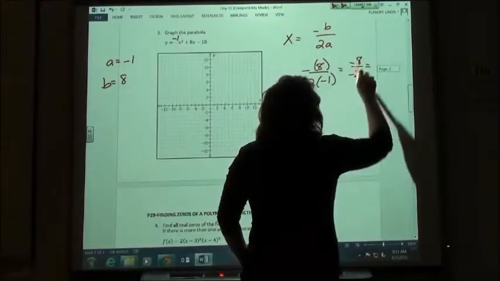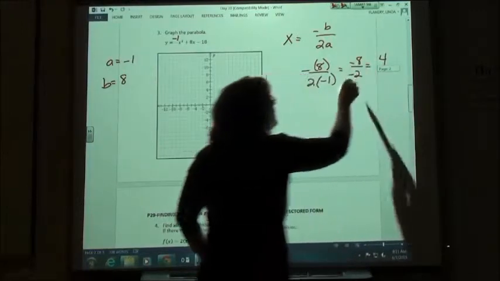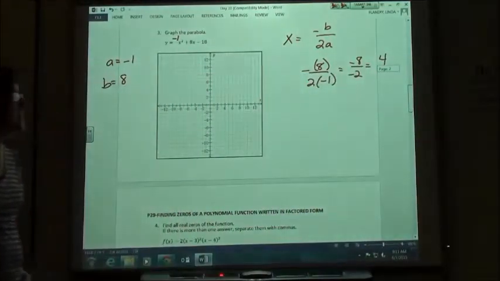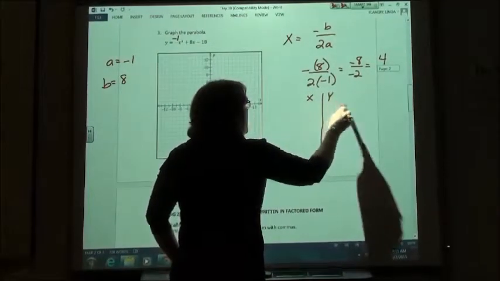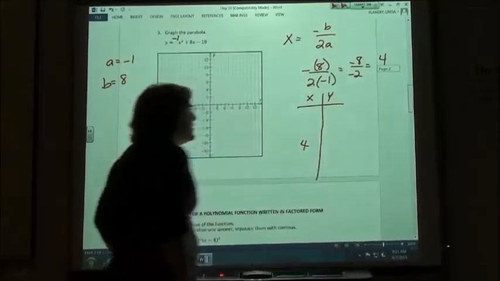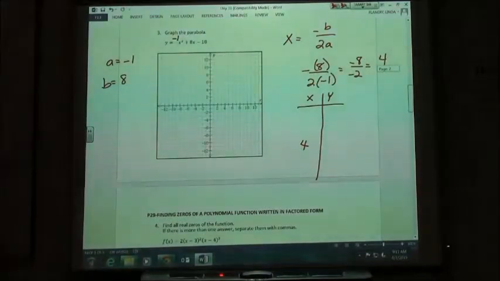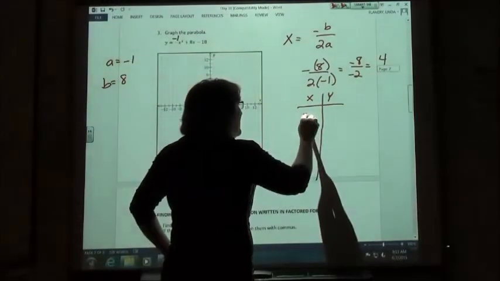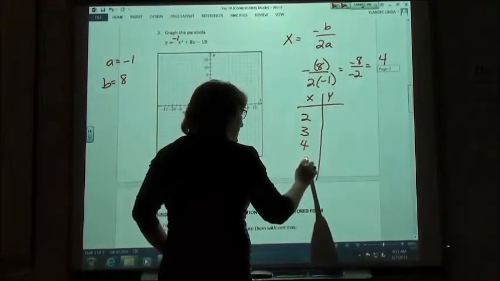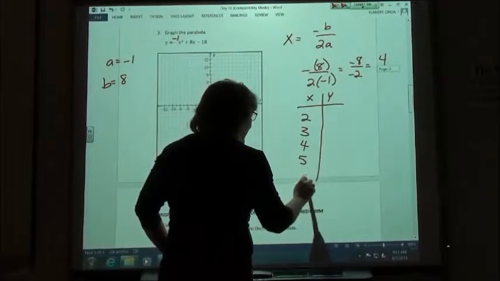positive 4. Because we have a negative over a negative, right? Yep. All right, so that means in our table, 4 is going to be the middle number. What other numbers should we put in our table? 3 and 2. And then 5 and 6. Exactly.